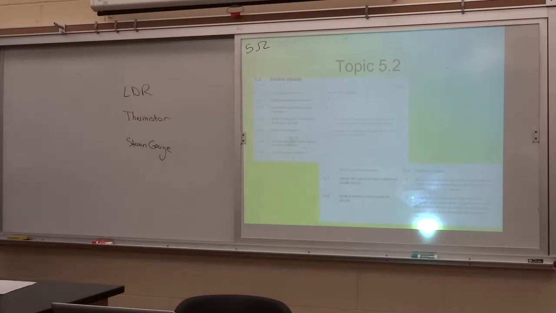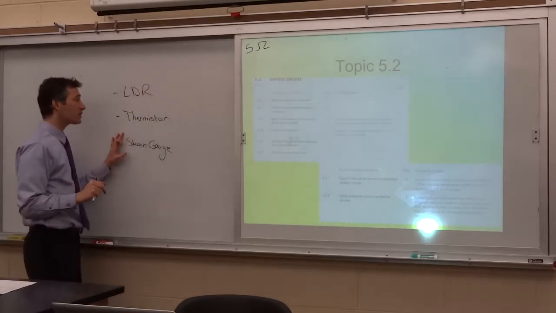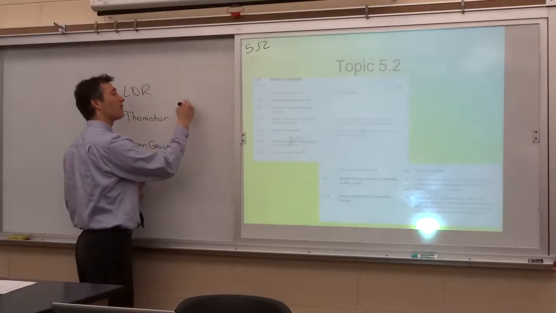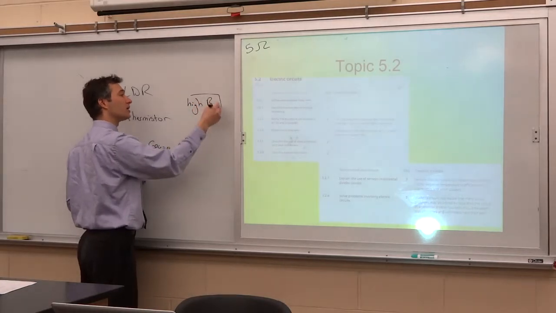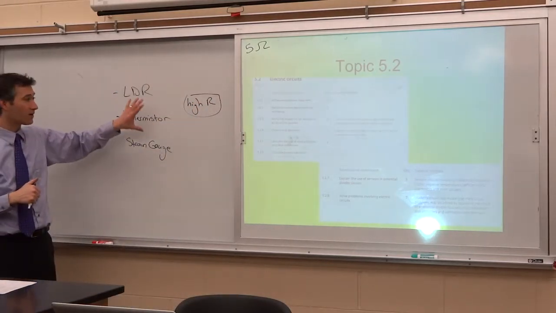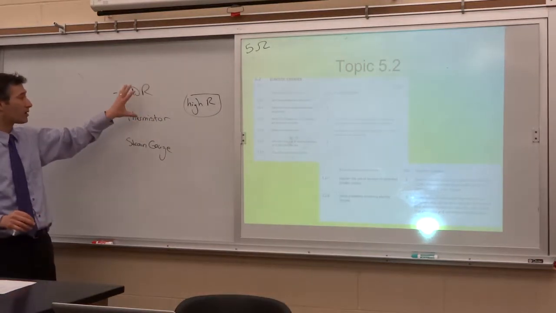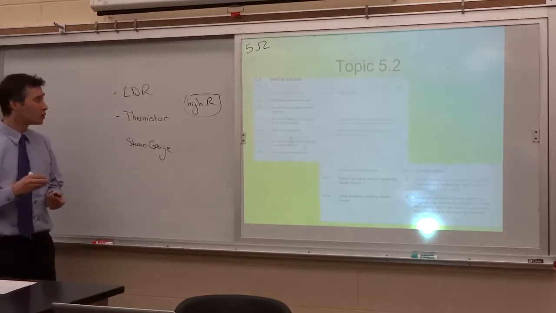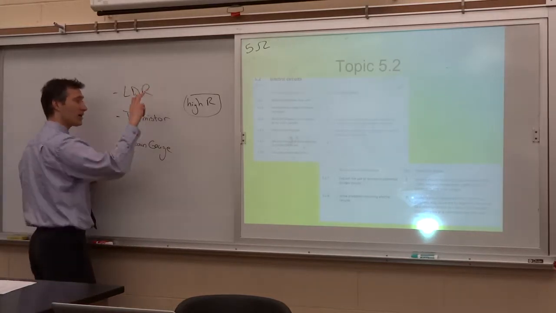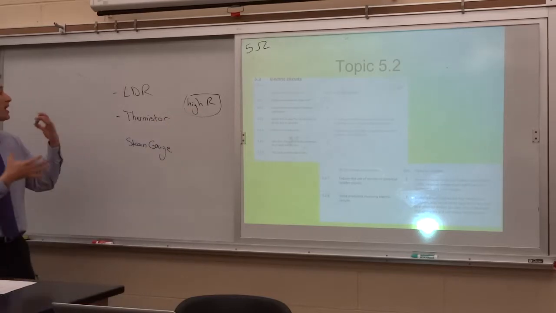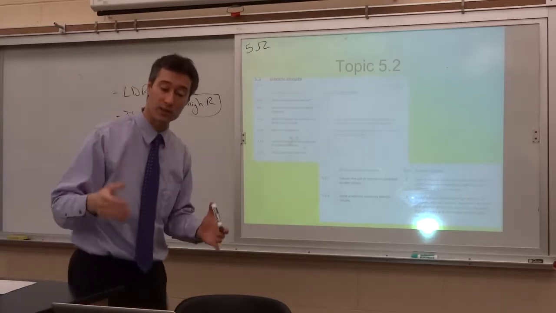Now, the sensors that we need to care about are primarily just the light-dependent resistor and the thermistor. The strain gauge, yes, we learned about, but I've never seen a question involving those. The light-dependent resistors and the thermistors had very high resistance if there wasn't much light and if there wasn't much heat. And then the resistance dropped if we shined light on the LDR or heated up the thermistor. So you do need to know that with low light and low temperature, it's high resistance, and with high light and high temperature, it's low resistance.